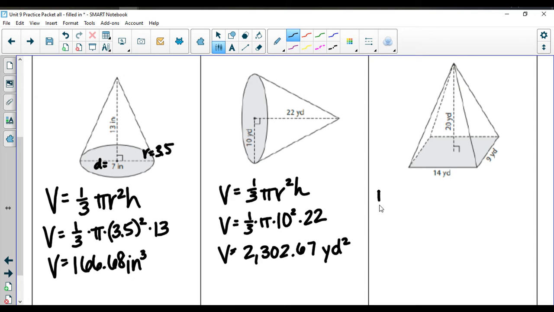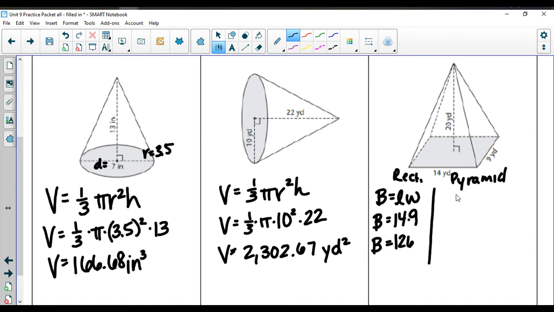For this one, we do have a square pyramid. So for the square part of it, we're going to have to calculate the area of the base, and it's not a square pyramid, rectangular pyramid, excuse me. So we're going to do length times width for the area of the base. So 14 times 9, and base is equal to then 126. So this is our rectangular pyramid. So that's figuring out the rectangle part.